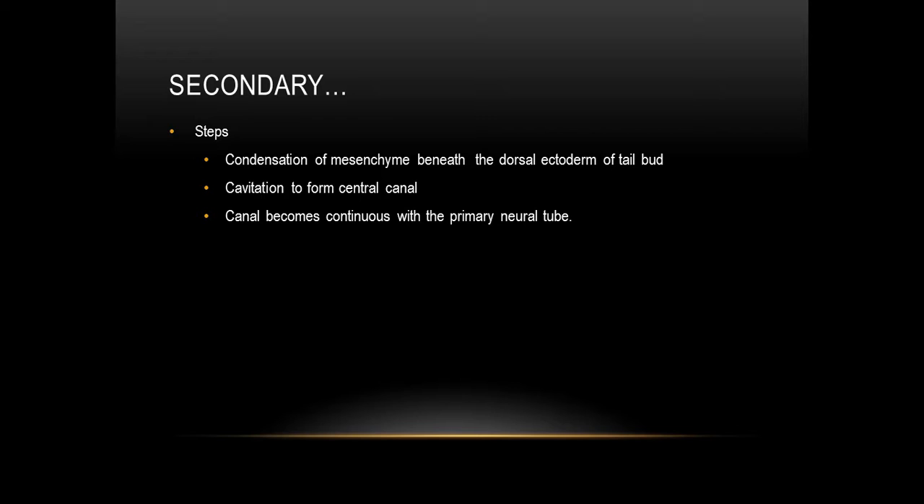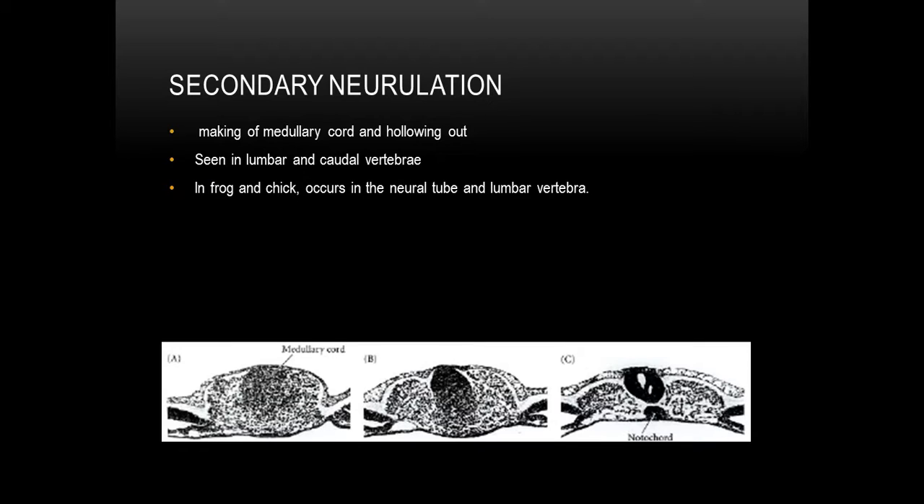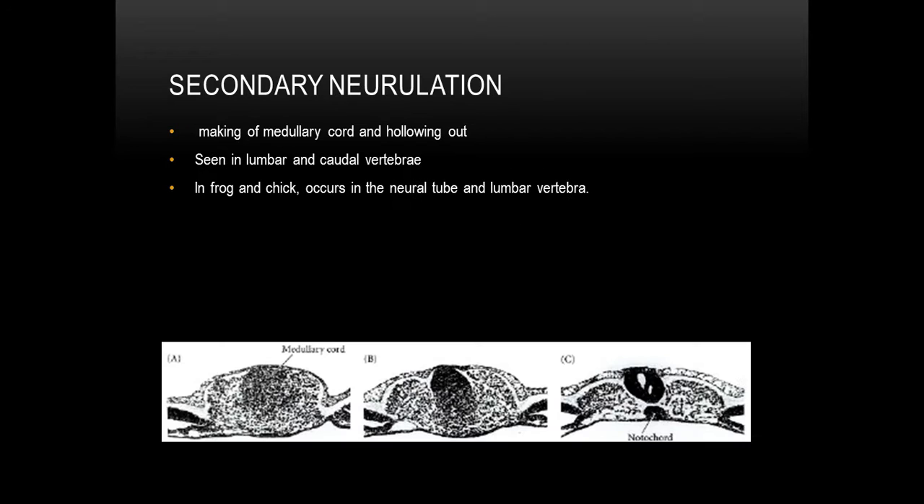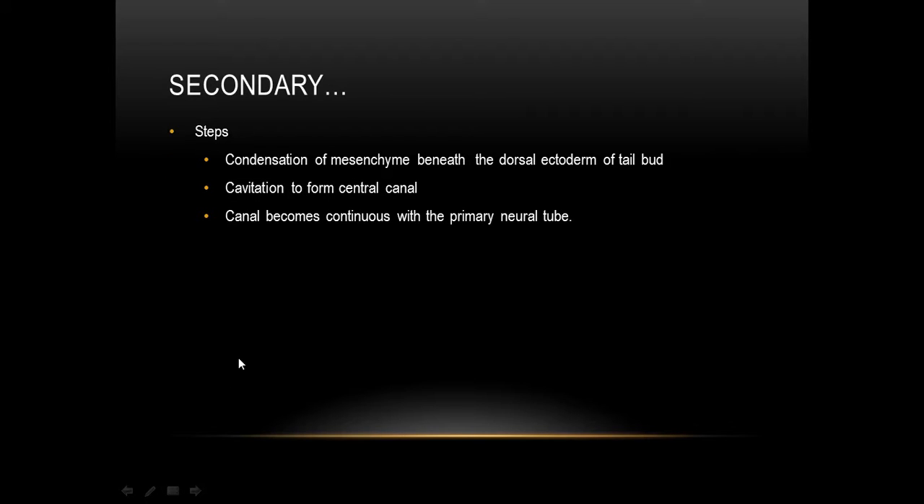Initially, condensation of mesenchyme happens beneath the dorsal ectoderm of the tail bud, as represented in letter A. So there's condensation of mesenchymal cells here, forming a medullary cord, a medullary solid cord. Later on, after this solid cord has been formed, a canal will be developed. This canal is central and will actually develop by means of the process of cavitation.